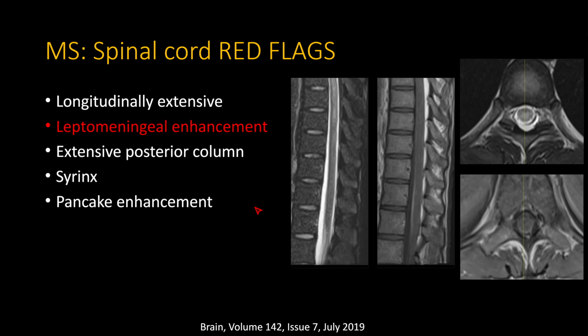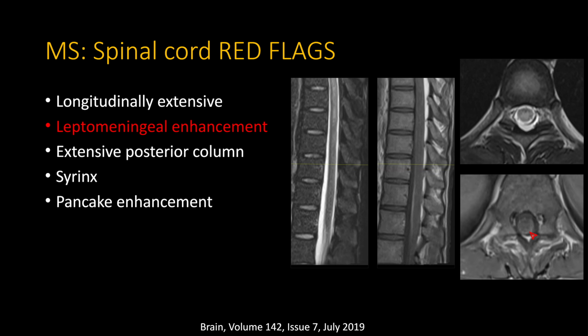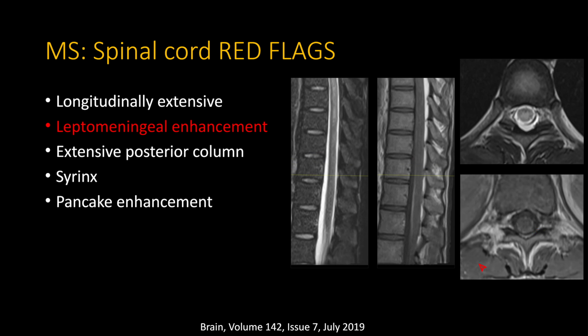Another red flag is the presence of leptomeningeal enhancement in the spine. It's very rare for MS to have leptomeningeal enhancement in the spine. It's a bit more common in the brain, particularly on postcontrast FLAIR, but in the spine, very uncommon. You see leptomeningeal enhancement like you can see here, this enhancement in the anterior margin of the cord, and then all the way around the spinal cord. That's all leptomeningeal enhancement, and that would be pretty atypical for MS and should be considered a red flag.